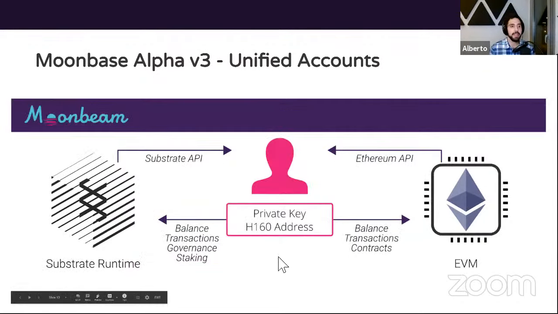So what we did is basically modify the underlying account system, so it supports the ECDSA signature support from Ethereum. And that means that you can use the private key and the H160 address associated with it to interact with both sides of the runtime. So you can deploy contracts on the EVM, but also sign governance and staking transactions. And this is really exciting because it removes the friction that we saw before. So what we like to say is, this is basically Ethereum, but with features that are native from Substrate, okay?